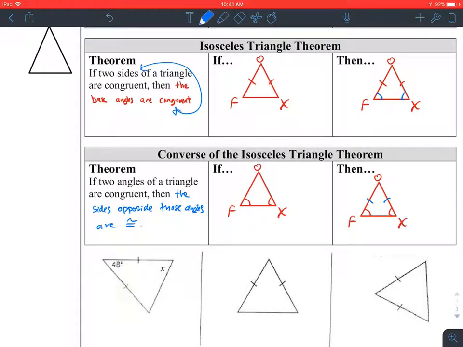The isosceles triangle theorem and the converse to the isosceles triangle theorem, essentially, the end result is the same. But the difference is, in the isosceles triangle theorem, you know the sides are congruent. You make a conclusion that the angles are. For the converse, you know the angles are congruent. You're concluding that two of the sides are the same length.